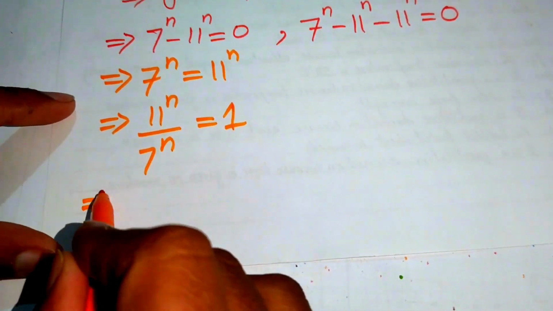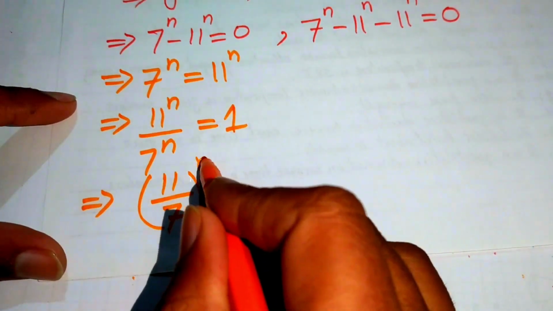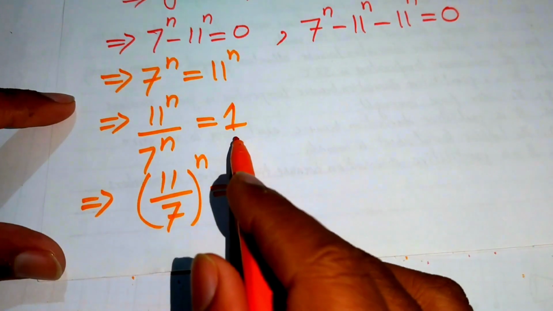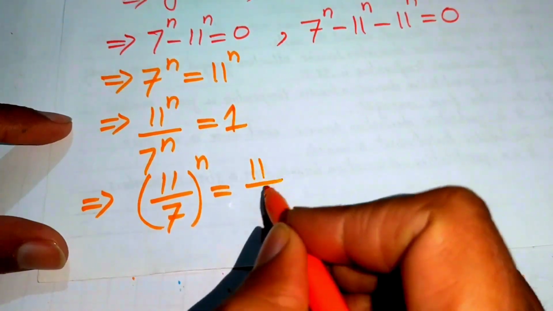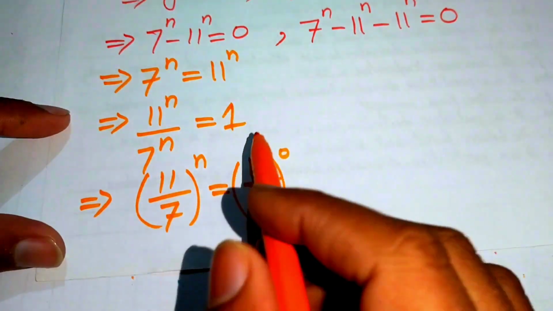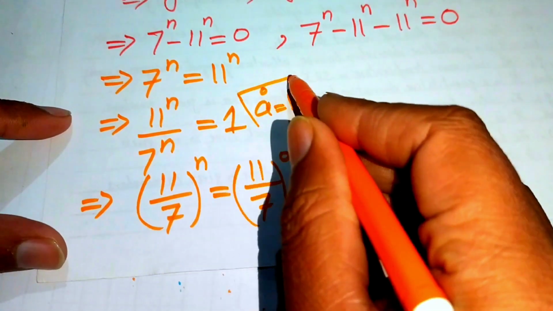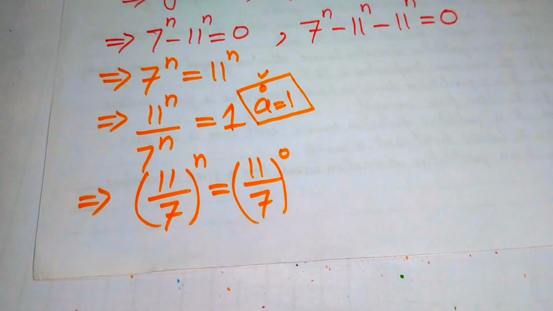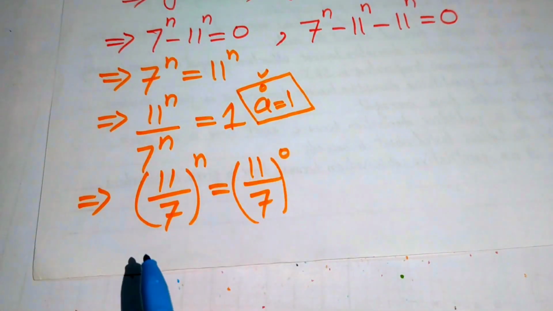So here we combine the exponent of this term and we have 11 over 7 and its whole power n equals 1, and we write this 1 as 11 over 7 and its whole power 0. You know that this is the exponential law: if you have any number whose exponent is 0, it must be equal to 1. So according to this exponential law we write this 1 as 11 over 7 and its whole power 0.